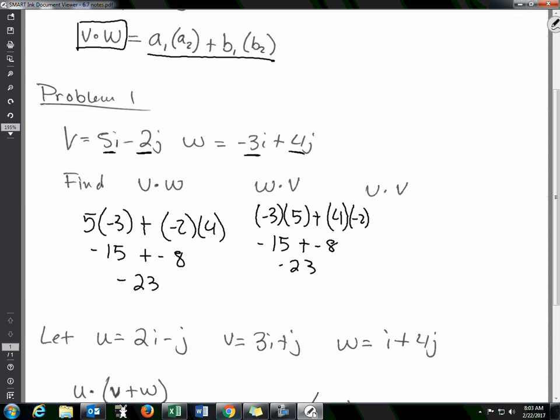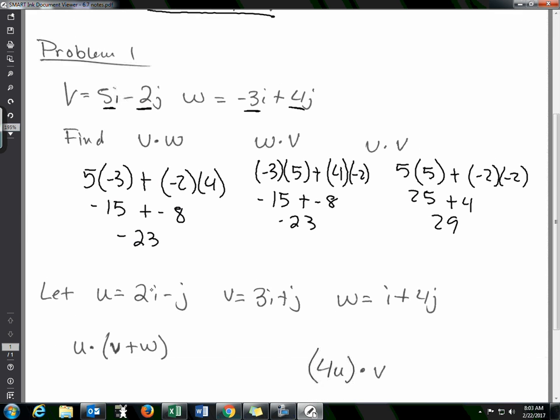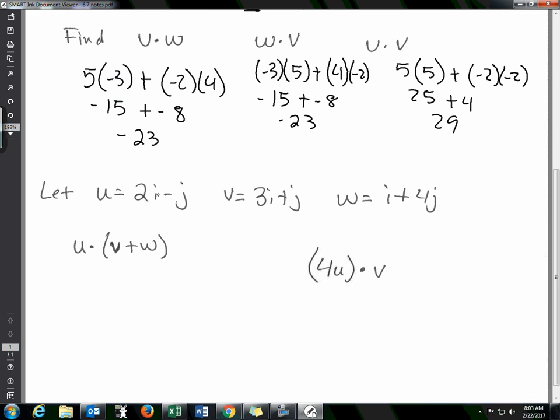Okay, now this is V dot V, right? So you just take 5 times its same value in the i, so it's 5 times 5 plus negative 2 times negative 2. Now 5 times 5 is 25, and 2 times 2 is 4, so 25 plus 4 is 29. Okay, now the second set of problems will again give you, this time, 3 different vectors.